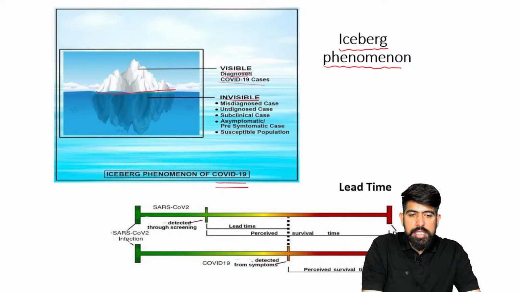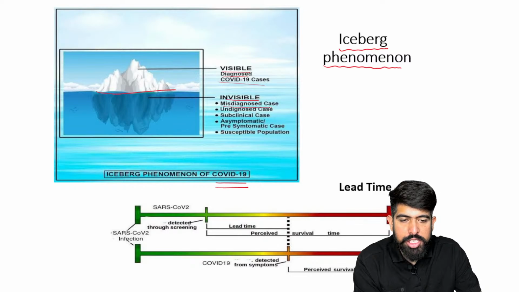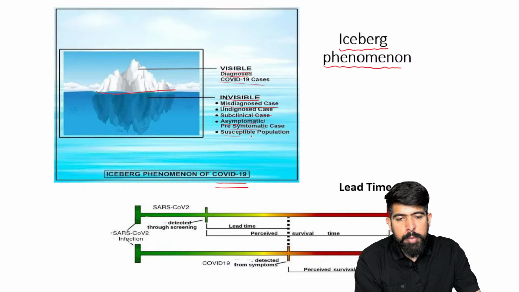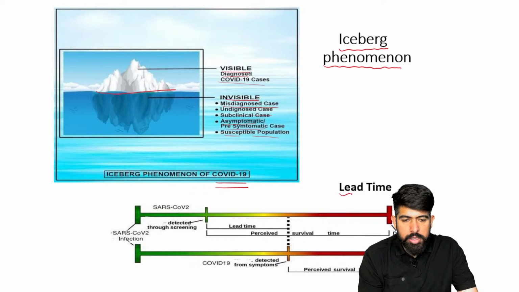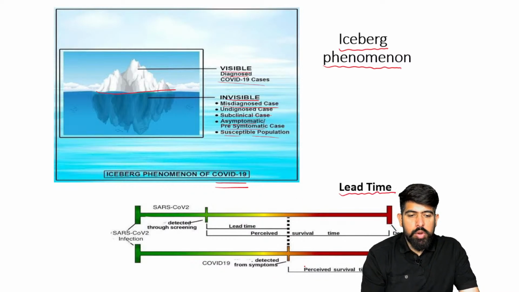What do you mean by the invisible cases? Those invisible cases are the misdiagnosed cases, the undiagnosed cases, the subclinical cases, the asymptomatic or pre-symptomatic cases, or the suspected populations. Those are all under the water, which is known as the invisible part. And this is all about the lead time of COVID-19. All right. Should we move forward?